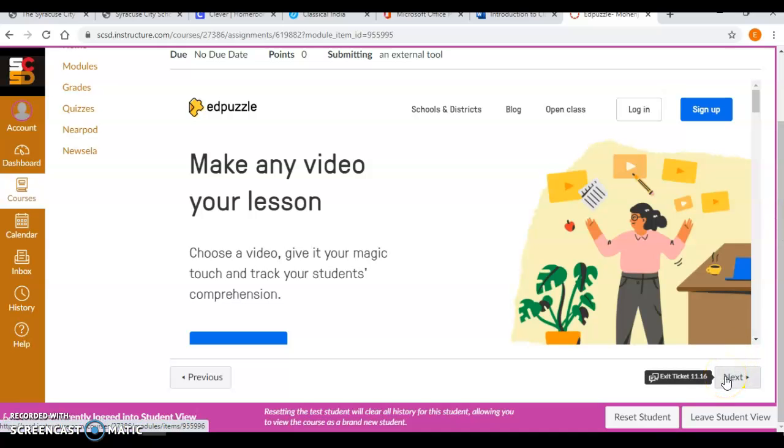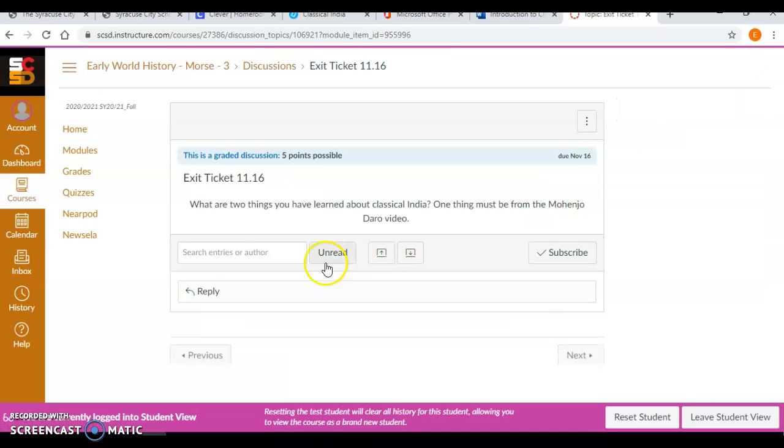And then before you leave for the day, you have an exit ticket. Just like always, these virtual days are set up very similar to in-person days, or days when the whole class meets. Your exit ticket is just to tell 2 things you learned about classical India. And I want to note the second part: one thing must be from the Mohenjo-Daro video.